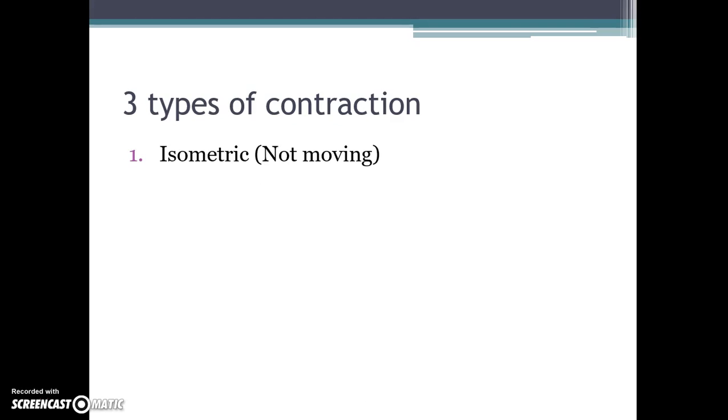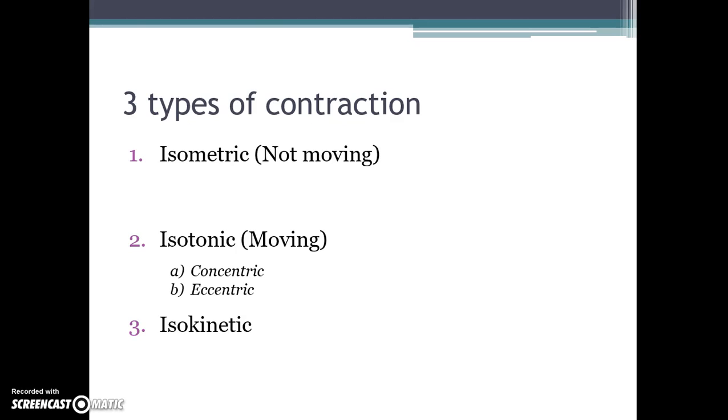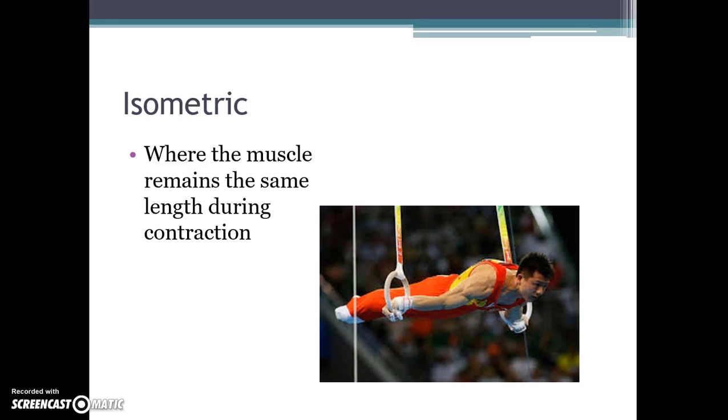Right, three types of contraction. We've got isometric, where you're not moving at all. We've got isotonic, where you do move, and that breaks down into concentric and eccentric muscle contractions. And then you've got isokinetic. If we look at isometric first, the muscle remains the same length during the contraction. So you're doing something like the plank, where your abs are contracting, and it will hurt. You will eventually fatigue and not be able to do it much longer. So you're definitely contracting your muscles, however, they're not lengthening. An example is the crucifix on the rings in gymnastics.